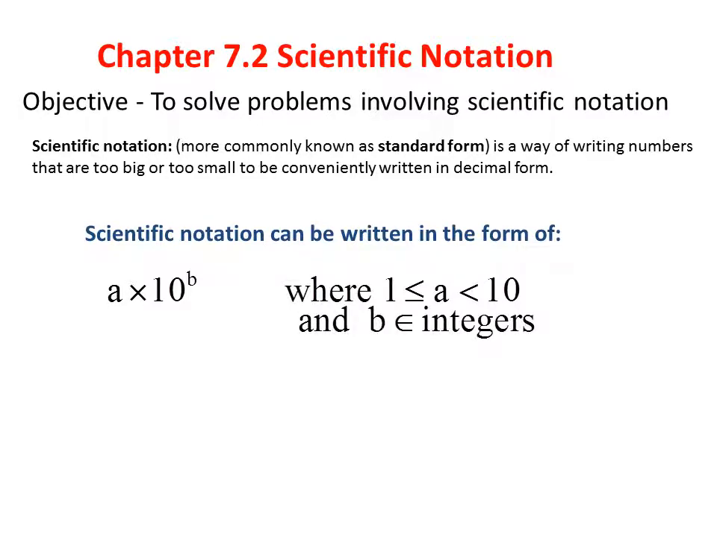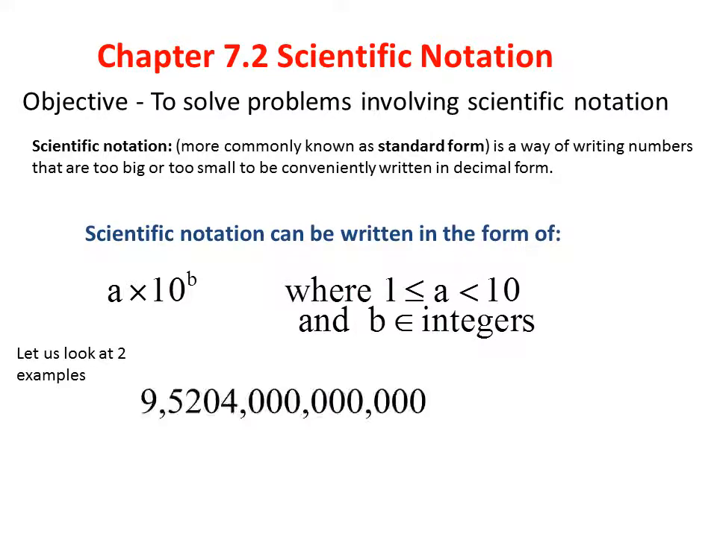Now, B, the exponent, is an element of the integers, so it has to be an integer. It could be negative or positive, okay? Now, let's look at two examples. I have two numbers now. One is very, very large, and the other one is very, very small. How do we write these?